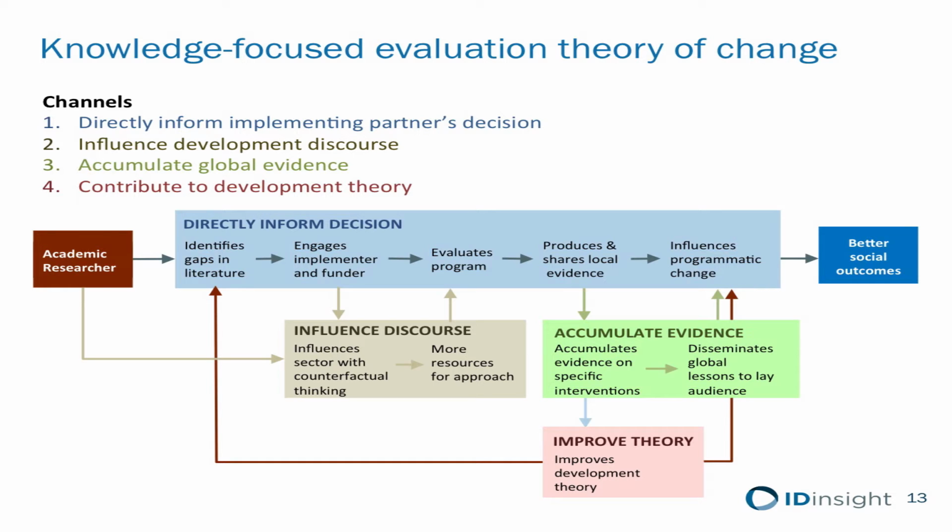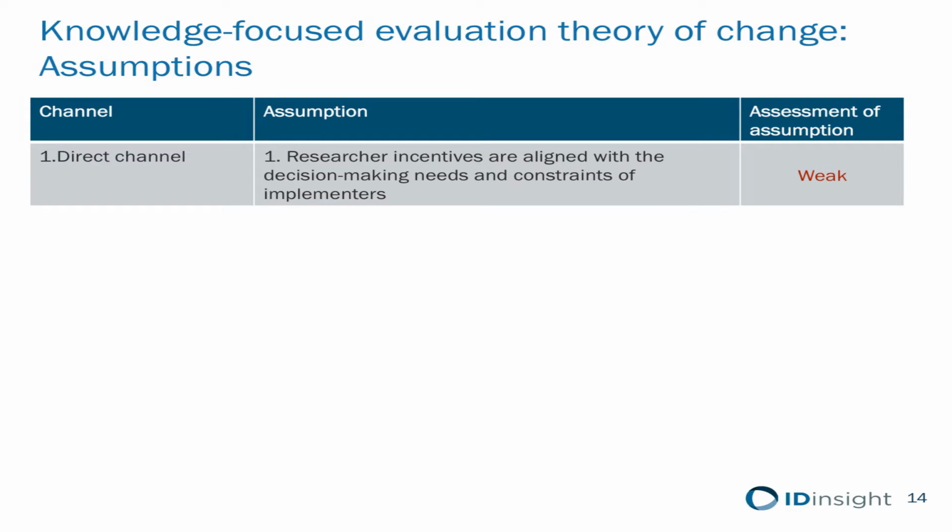So channels 2 and 4 we think have been very well done, and I think that there are some serious shortcomings in the assumptions underlying channels 1 and 3, which I want to highlight and which also have clear implications for what the future of impact evaluation should look like. So the first assumption of the direct channel is that researcher incentives are well aligned with the decision-making needs and constraints of implementers. So Scott's research showed very clearly that in a lot of cases this just isn't correct.